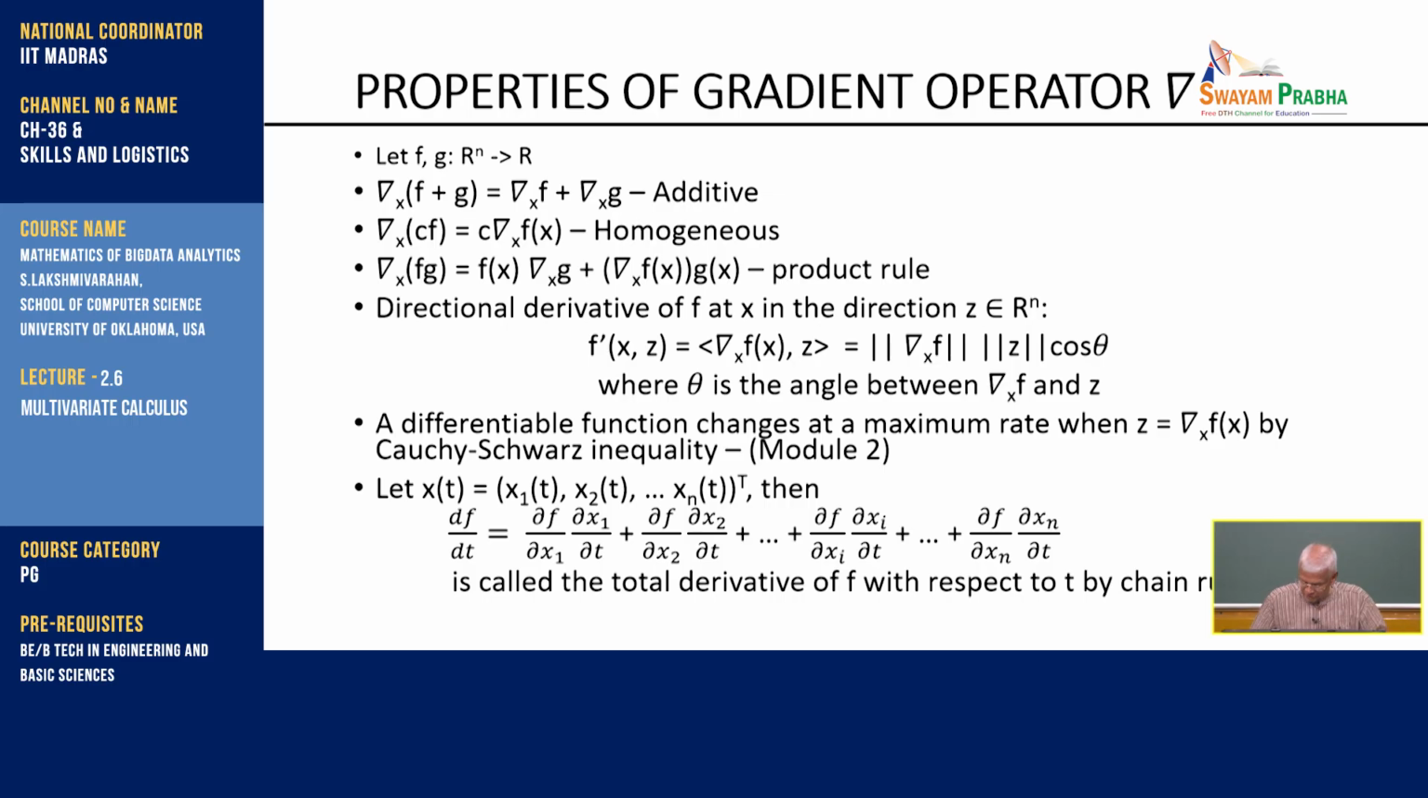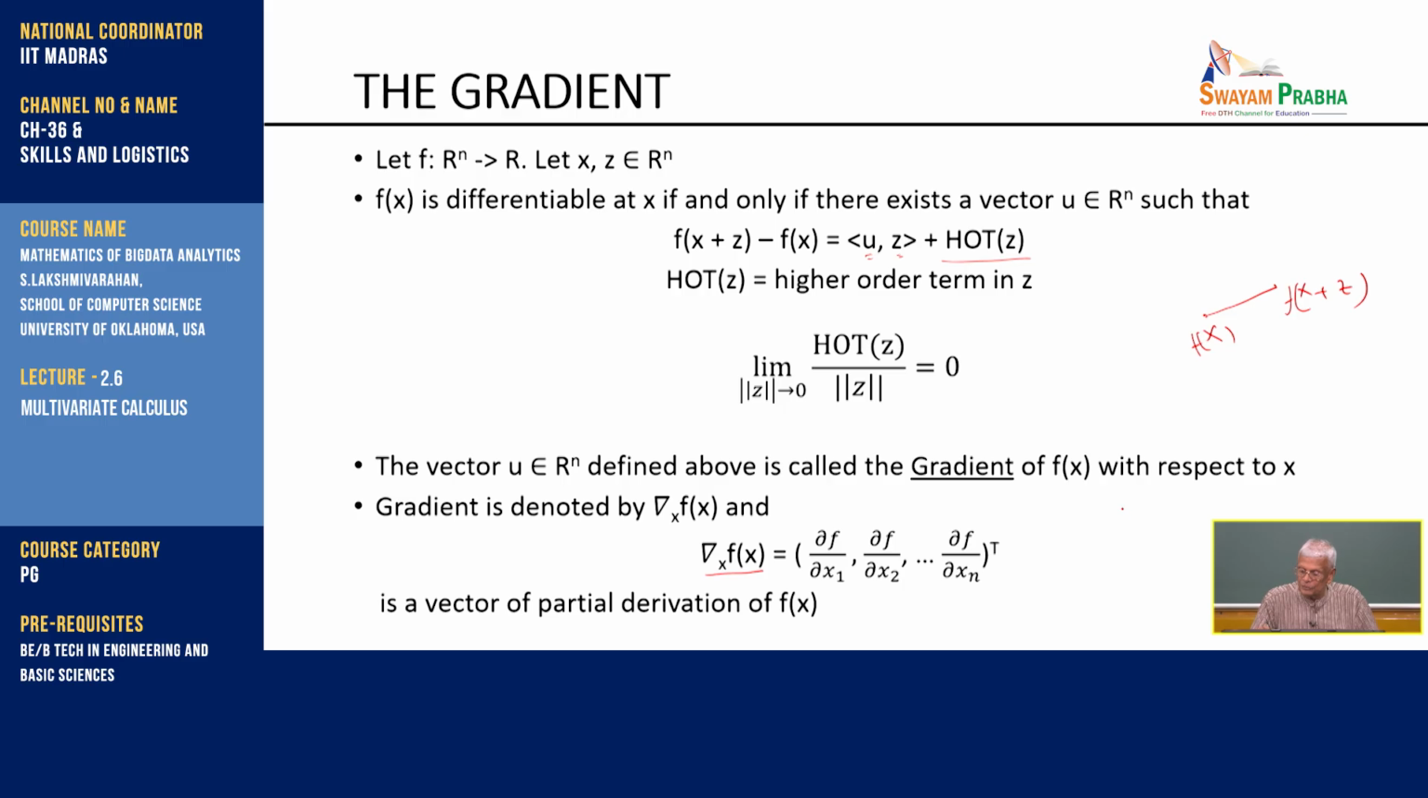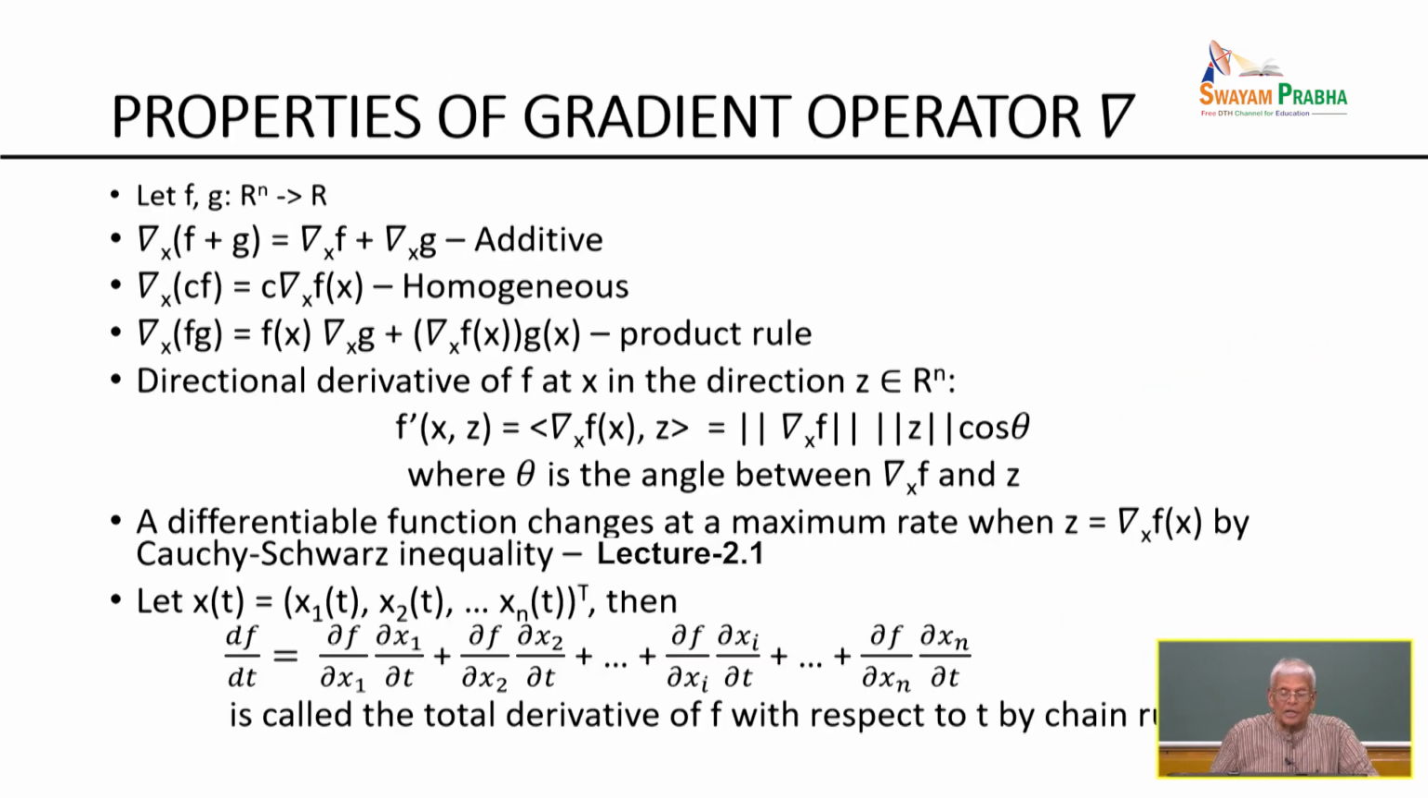So what are the properties of the gradient? Del is called the gradient operator. In the univariate case, this is the analog of d by dx. I'm now going to talk about many of the standard properties of the gradient operator del. Let f and g be two functions from R^n into R. The gradient of the sum is the sum of the gradients. So that is the additive property. If I multiply a function by a constant c, the gradient of cf is equal to c times the gradient of f. That means the homogeneity property.